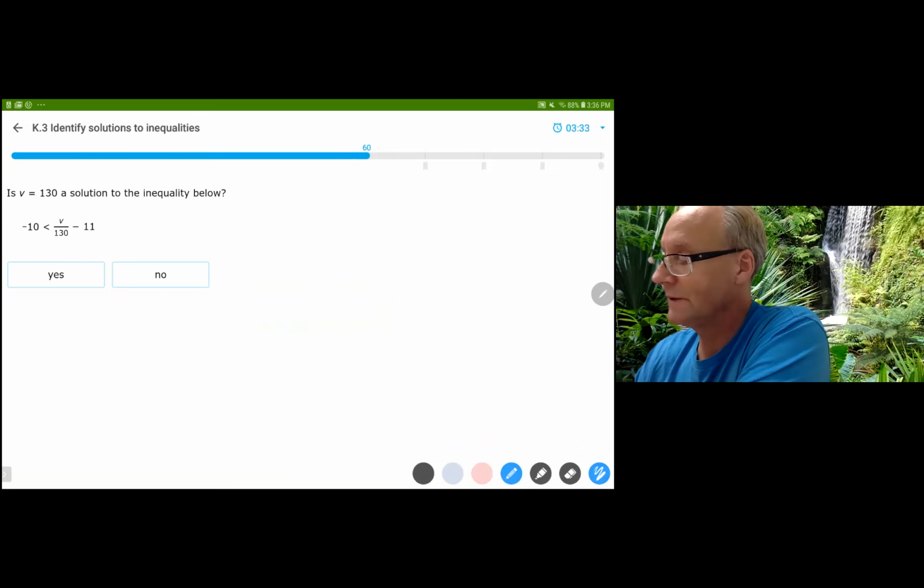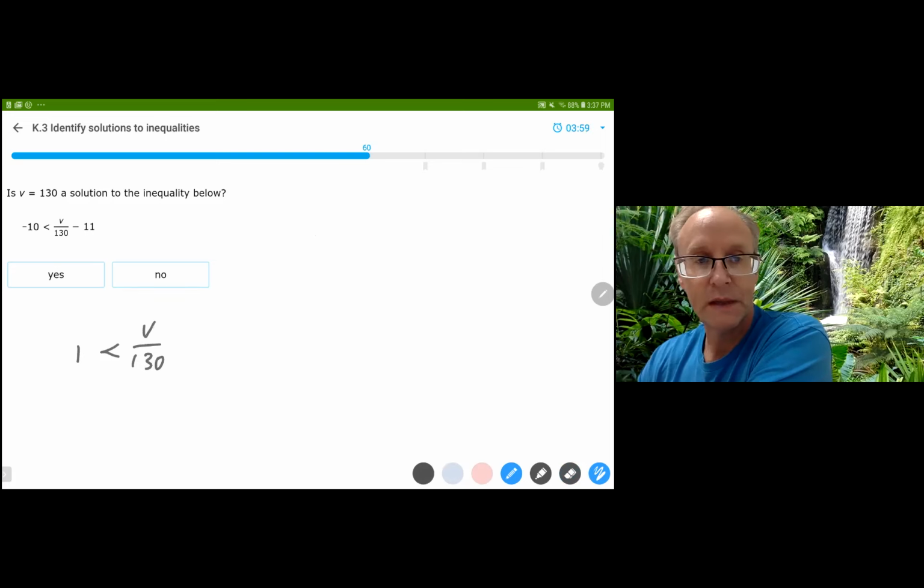Now in this one, I'm going to go ahead and get it started. If I start solving this, it'll make it a little bit easier. I could just substitute it too, but I would prefer to solve it. I'm going to add 11 to both sides, and I'm going to get 1 is less than v over 130. All I did was add 11 to both sides. Now I'm allowed to leave it like that. I could multiply by 130 on both sides, but I want to avoid multiplying right now. Now they want to know, is 130 a solution? And it's not, because it'll be equal, not greater than.